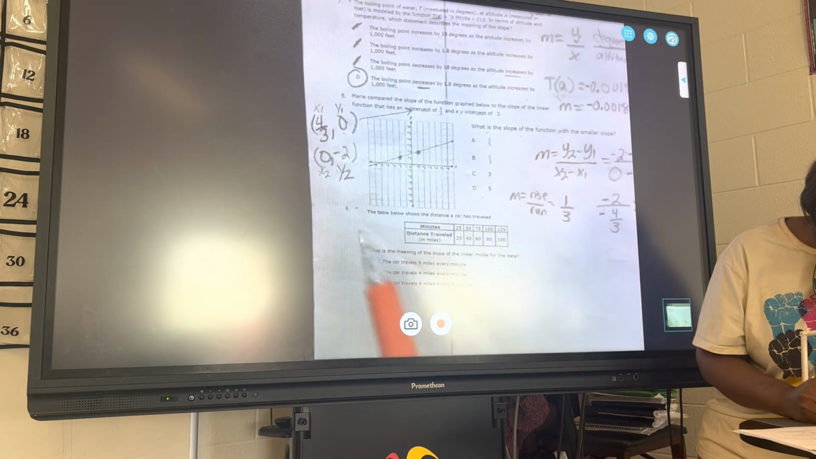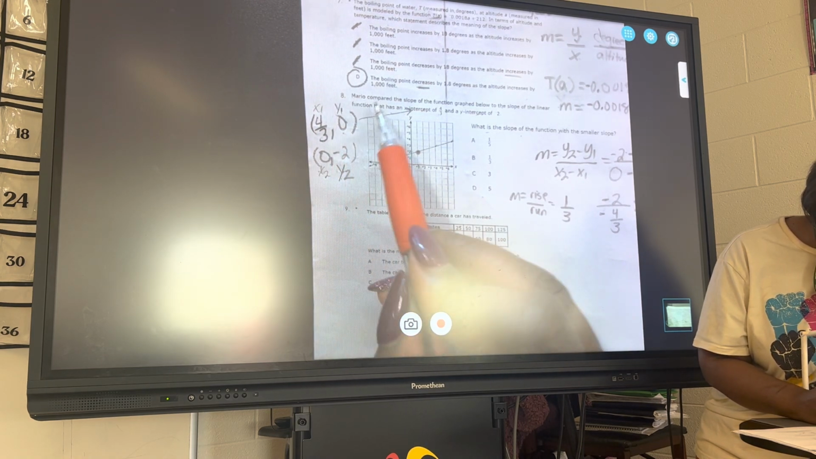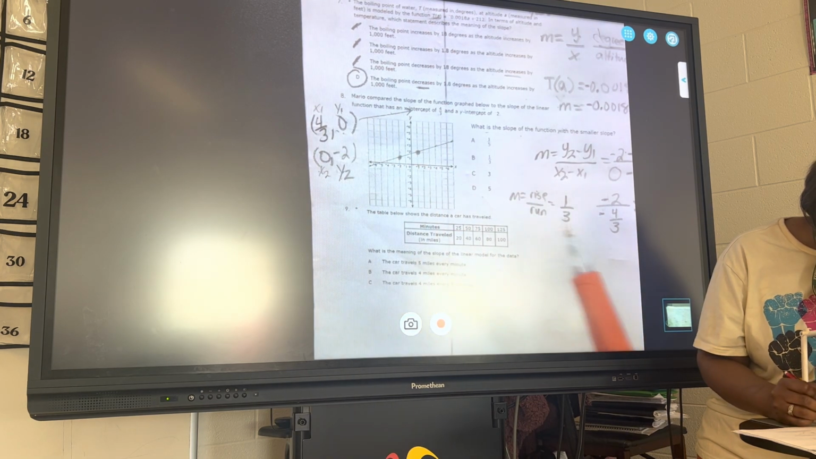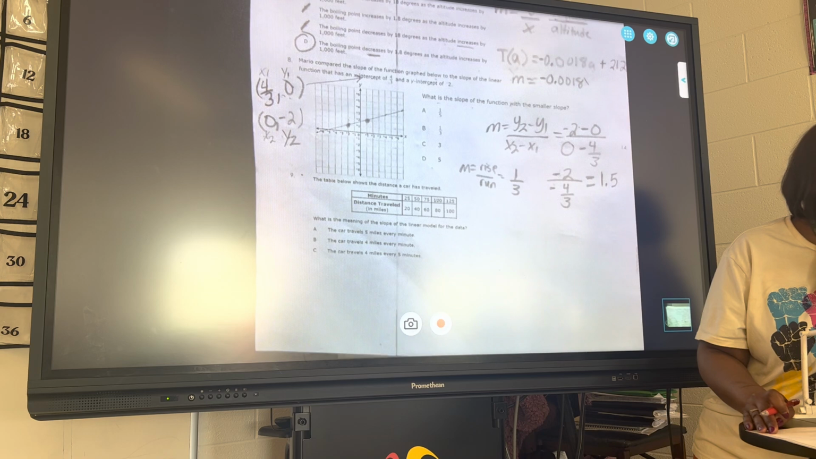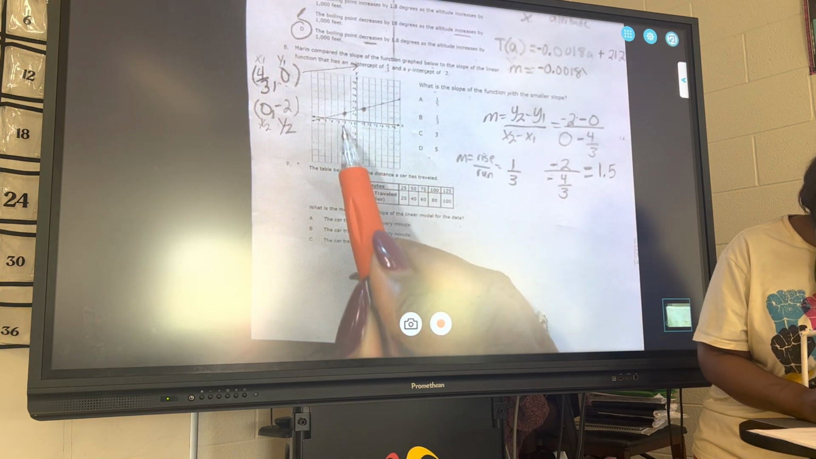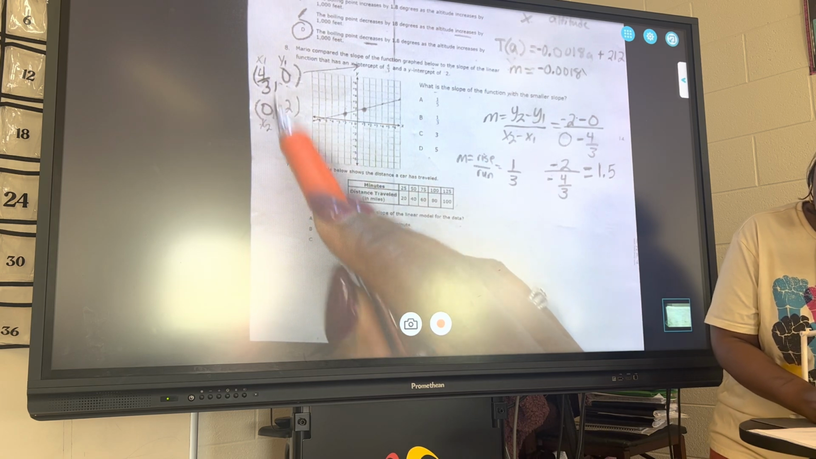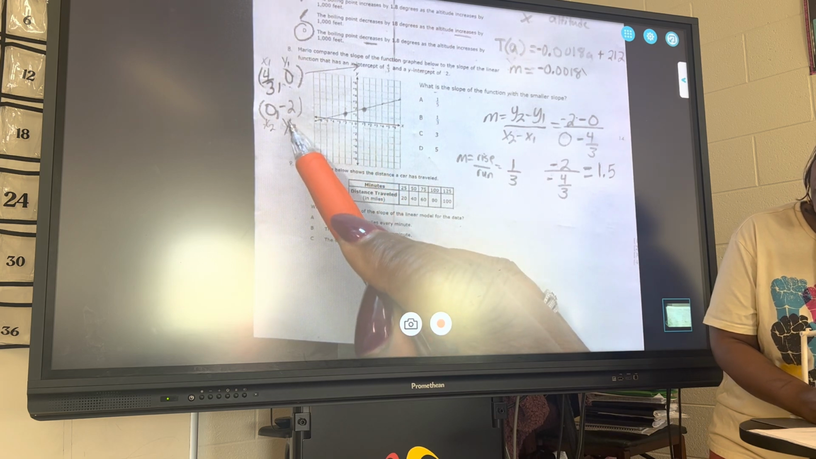So which one has the higher slope? Compare the function to the graph, or the line. What's the slope of the line? 1.5. We did rise over run for the slope of the line, right? Yeah, which one's bigger? This slope over here is bigger.